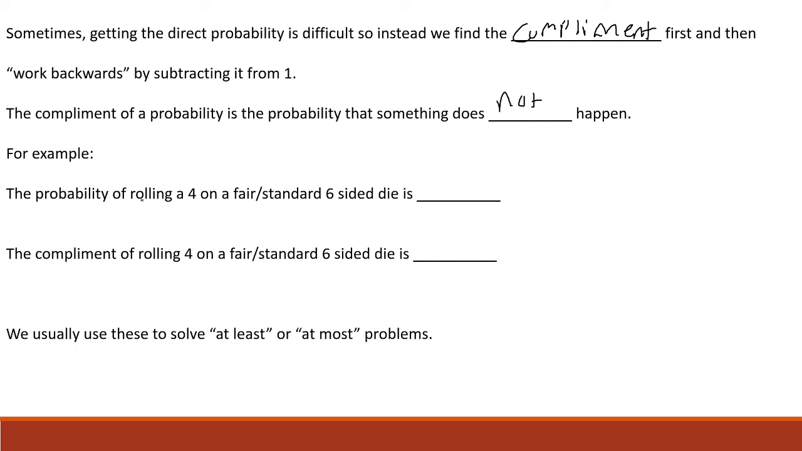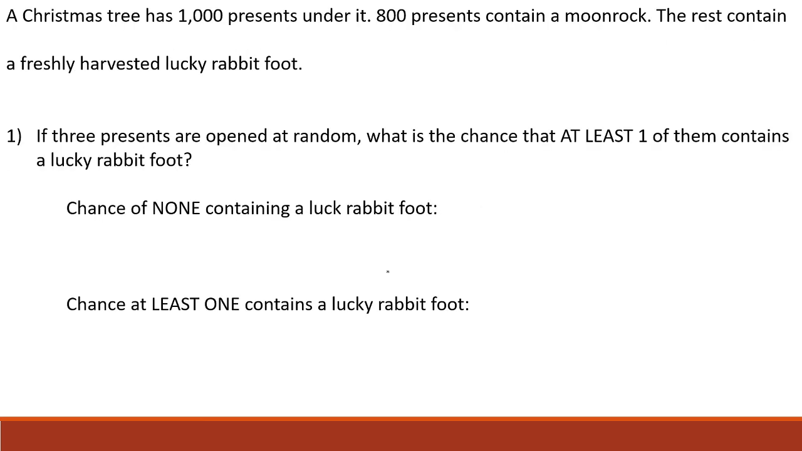So for instance, what's the probability of rolling a 4 on a fair 6-sided die? That's a 1 out of 6 chance. What's the complement? Well, that'd be 1 minus 1 out of 6, or 5 out of 6. There's 5 chances of not rolling a 4 out of 6 chances total, or 6 numbers total. So if I want the at most or at least problems, I can use this fact here to solve for them. So let me give you an example here. Let me put some numbers to this.